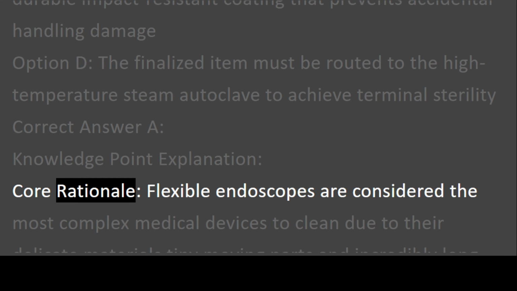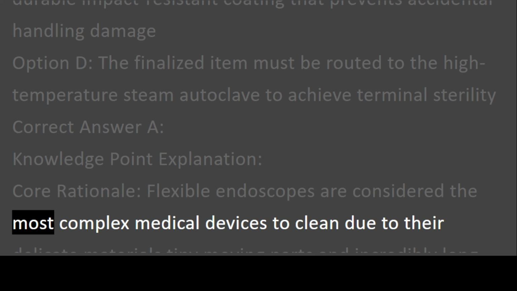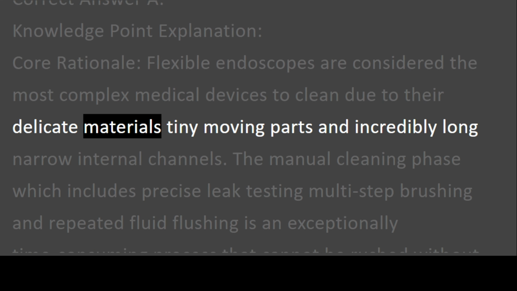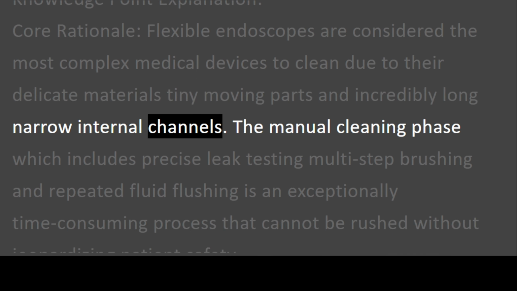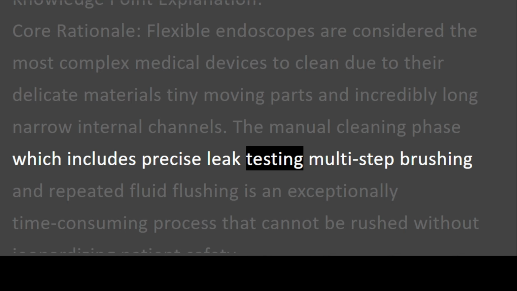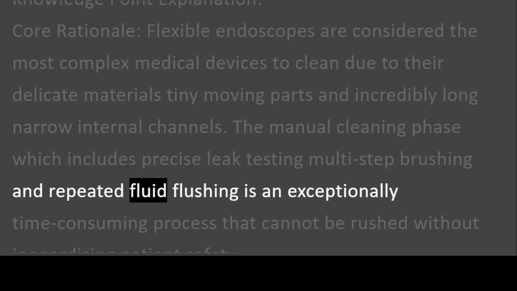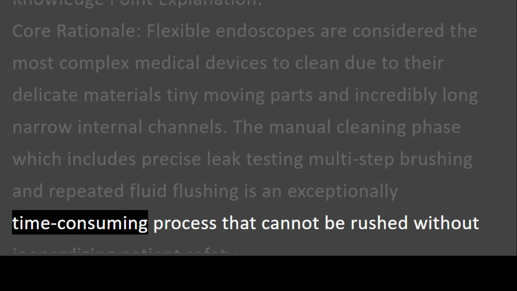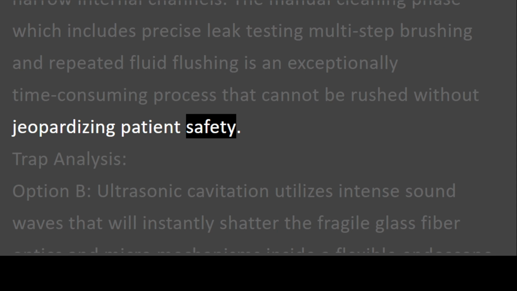Core rationale. Flexible endoscopes are considered the most complex medical devices to clean due to their delicate materials, tiny moving parts, and incredibly long, narrow internal channels. The manual cleaning phase, which includes precise leak testing, multi-step brushing, and repeated fluid flushing, is an exceptionally time-consuming process that cannot be rushed without jeopardizing patient safety.